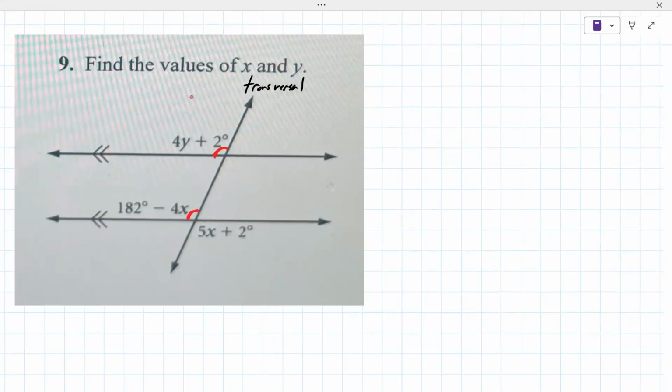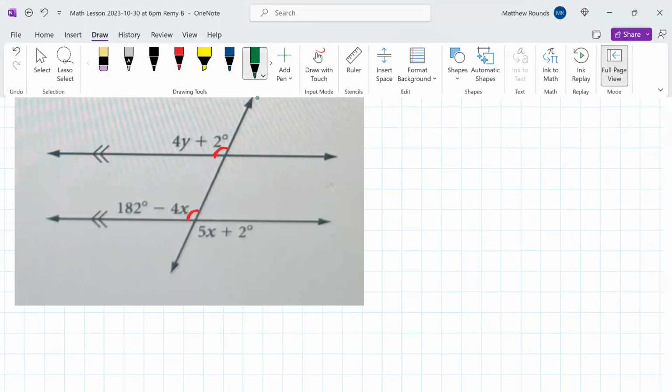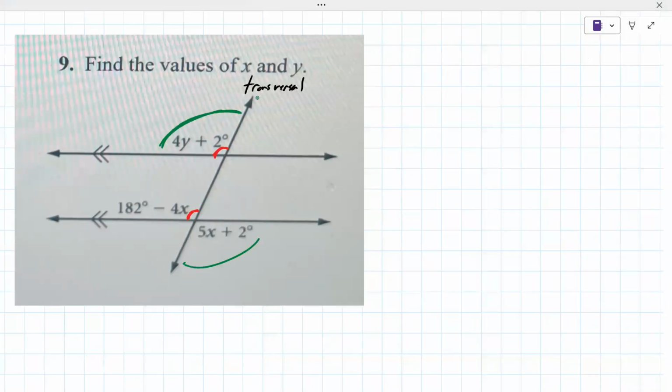And do you remember what? Then would that be not those two in red, but the 4y plus 2 and 5x plus 2, is that alternate exterior? They are, yeah. So maybe we can make a bigger arc here. You have some options here.